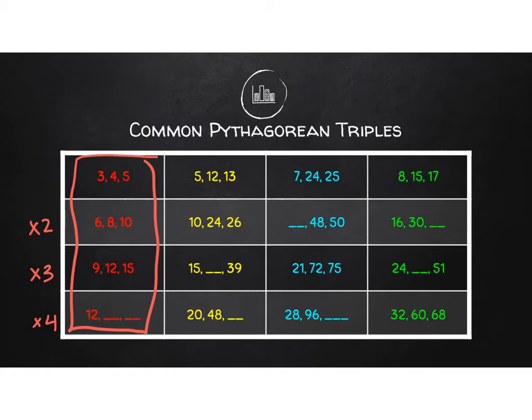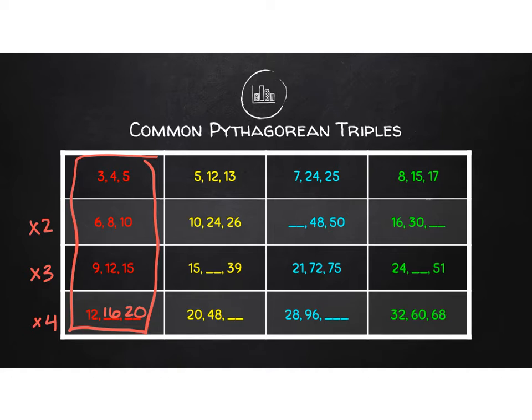So when I'm looking at that red column, those 3, 4, 5s are a really common one. If I double it, I get 6, 8, and 10. Tripling that, I got 9, 12, 15. On that fourth row, 3 to 12, I multiplied by 4. So I'm going to say 4 times 4, I get 16. 5 times 4 gives me 20. If I want to check my work, I can do 12 squared plus 16 squared and confirm that it does in fact equal 20 squared, and indeed it does.